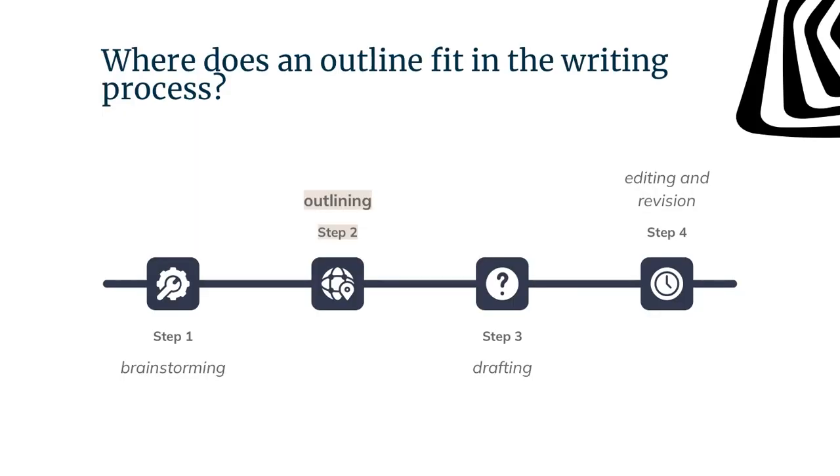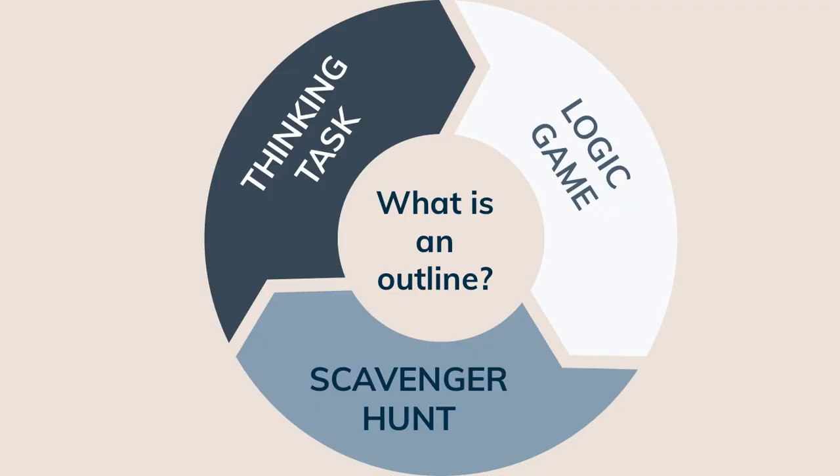Outlining is generally considered the second step of the whole writing process, and it's an area that students tend to skip. I'm going to ask you not to skip this part, and here's why. I want you to think of an outline like a map for the journey that your essay is going to take. Writing an outline for this kind of essay has three real purposes. It's a thinking task, it's a logic game, and it's a scavenger hunt.